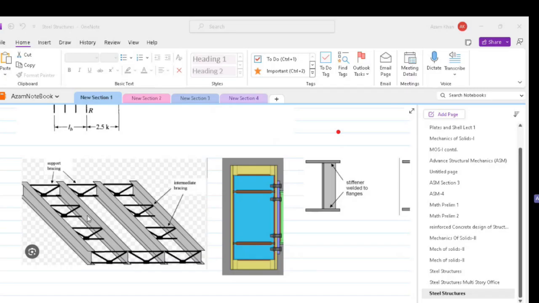So in this figure, we have provided lateral bracing in order to avoid the sideway buckling. We can also provide a doubler plate as shown over here. So this blue doubler plate has been welded onto the I-beam in order to give more strength to its web. Similarly, we can have a stiffener welded to an I-beam and that also stiffens up the web.